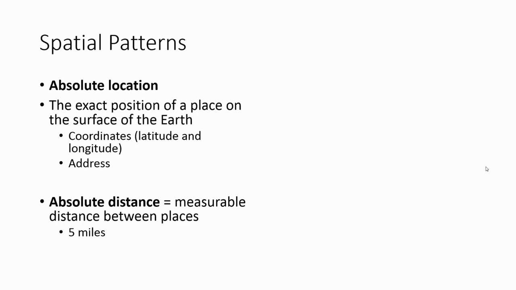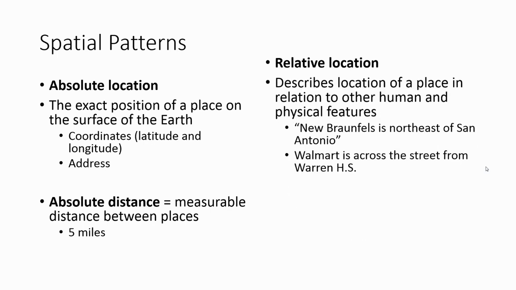But what geographers also do is look at spatial patterns beyond what's just absolute to what's something called relative. So just think of the word relative and think relation. What's the relationship between places? So a relative location is going to be talking about a place in relation to other features. So I'll give you a couple examples here. New Braunfels is northeast of San Antonio. That's a relative location. You're describing one place in relation to another place. So here we have San Antonio, northeast of us is New Braunfels.